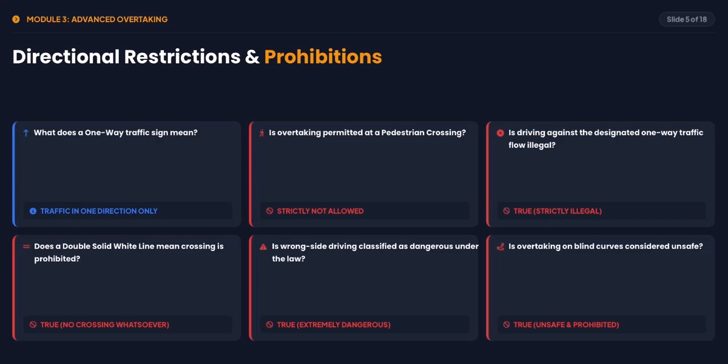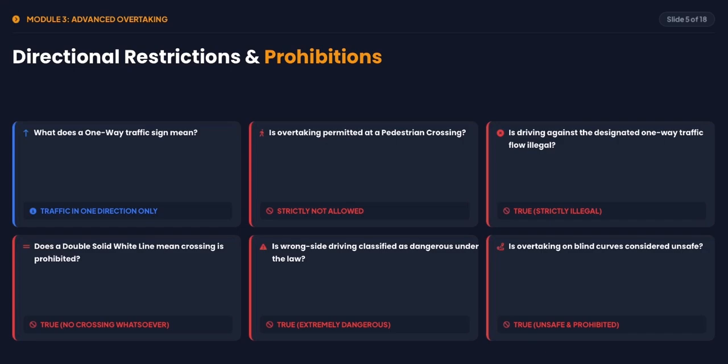What does a one-way traffic sign mean? It indicates that traffic is in only one direction. Is overtaking permitted at a pedestrian crossing? It is prohibited. Is driving against the designated one-way traffic flow illegal? True, it is strictly illegal. Does a double solid white line mean crossing is prohibited? True, no crossing is allowed.